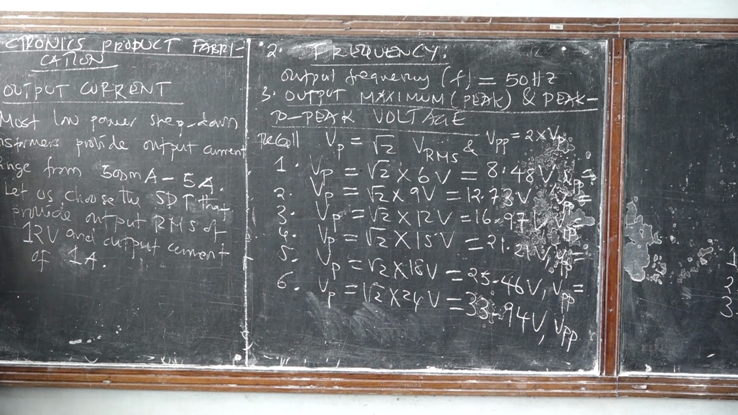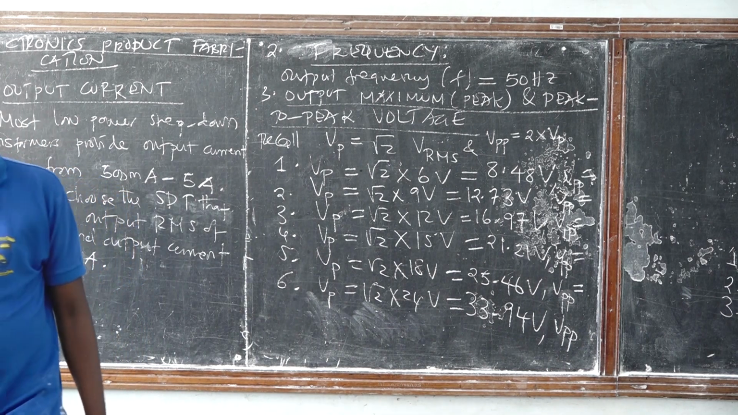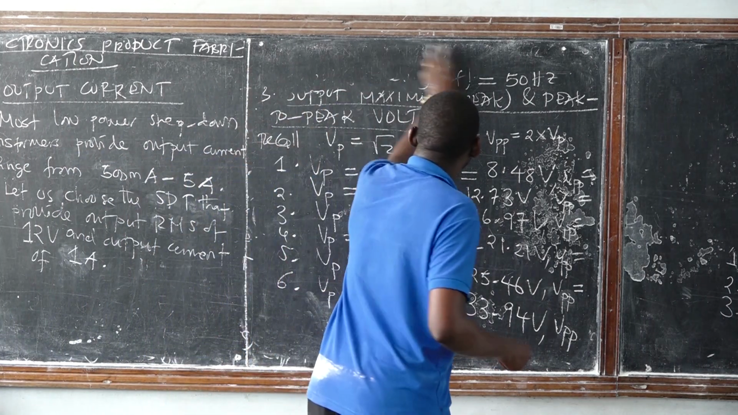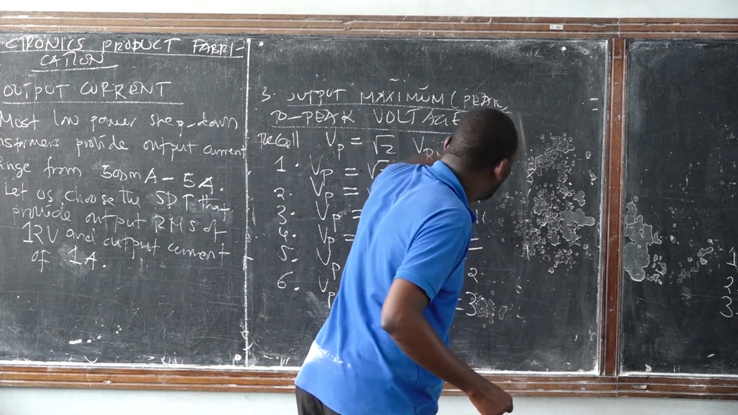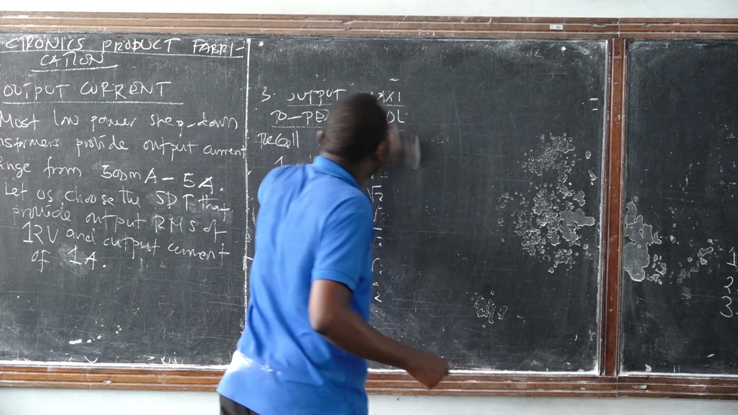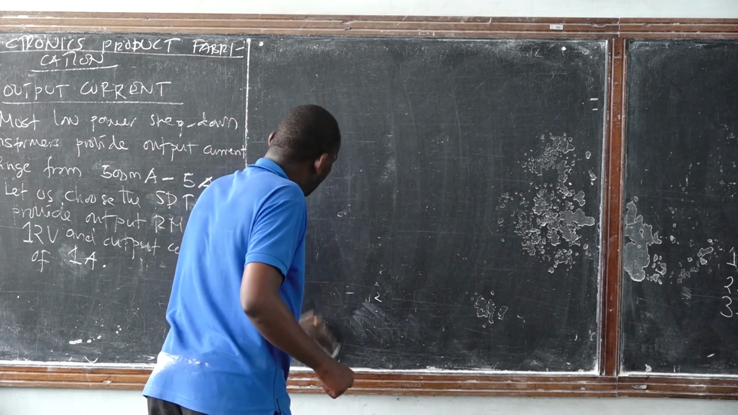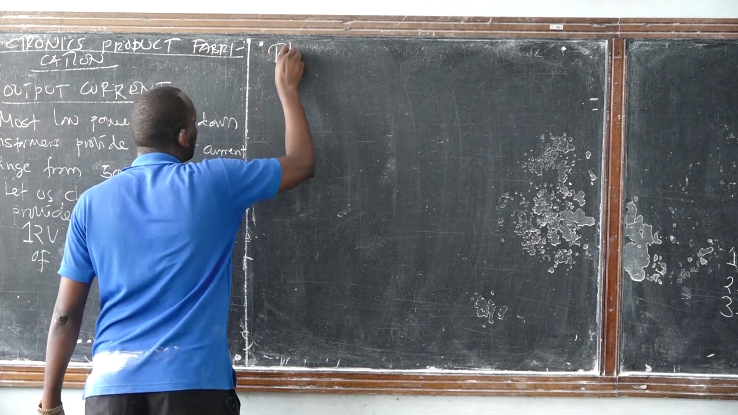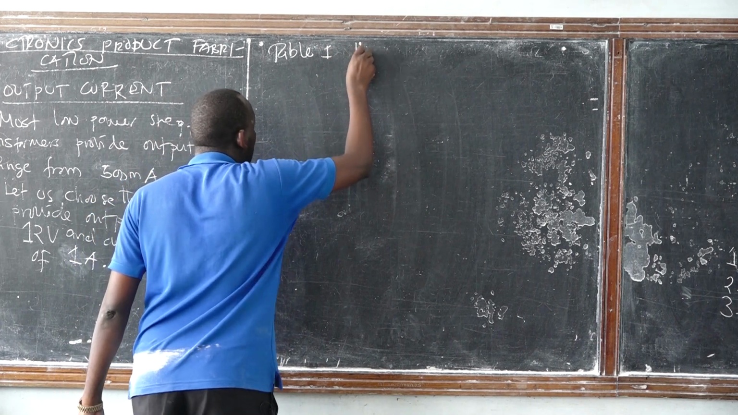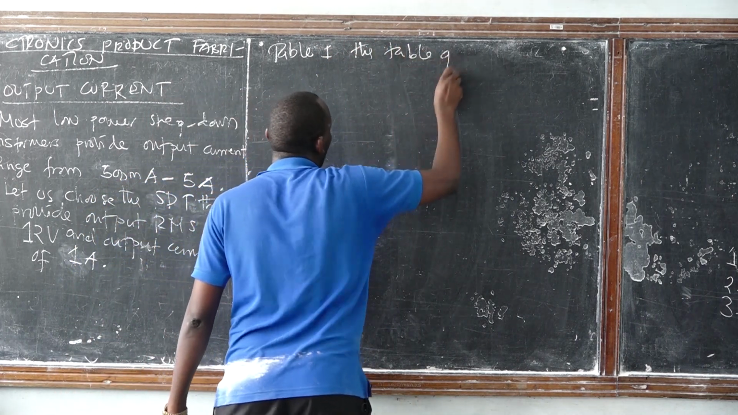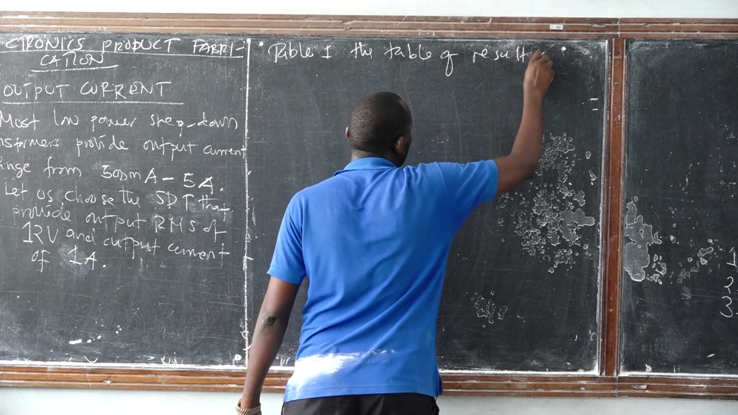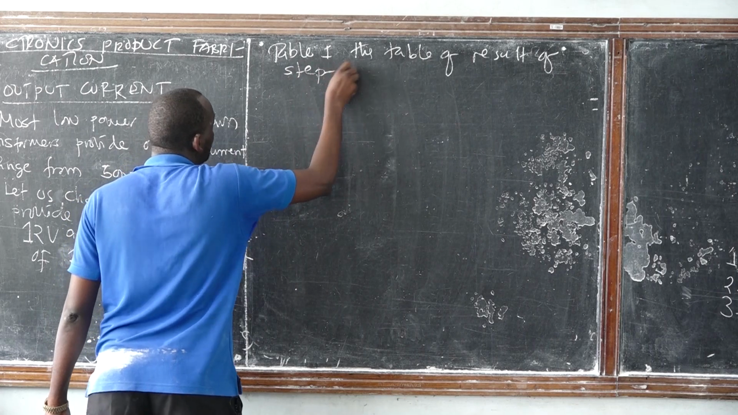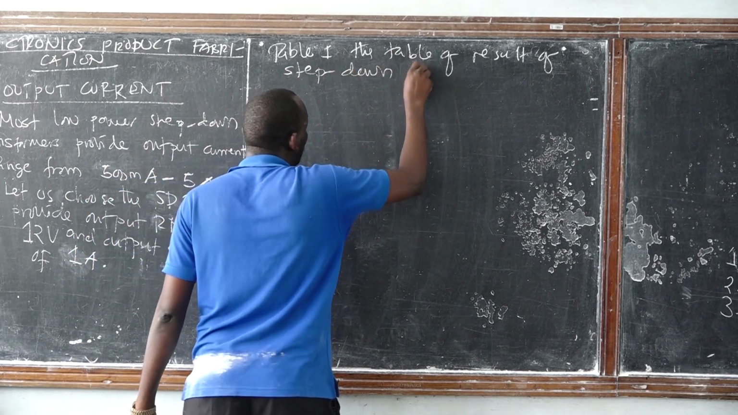So for that case, now we can have our table of results, our theoretical table of results. And then you can have the graph. So this is table 1, the table of results of the step-down transformer.